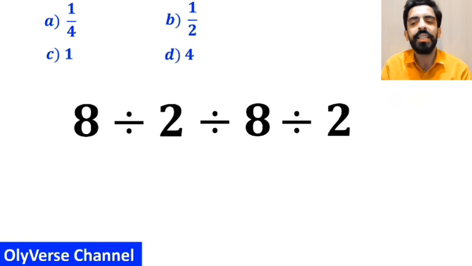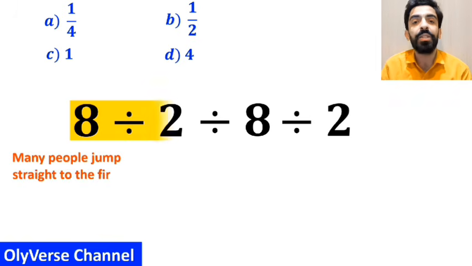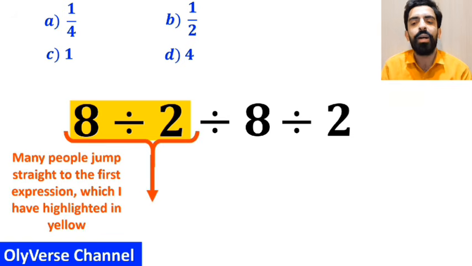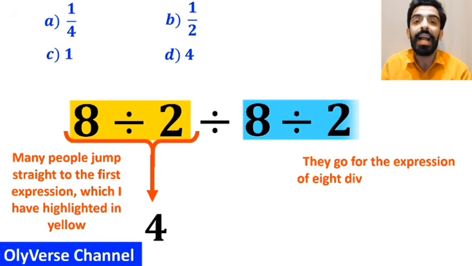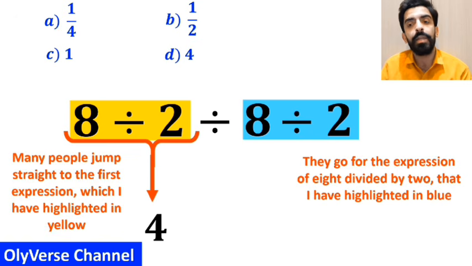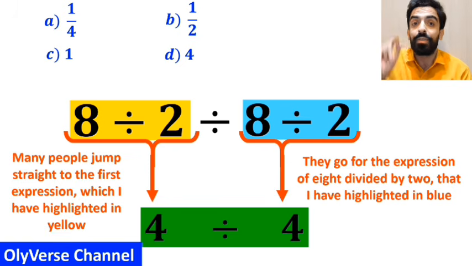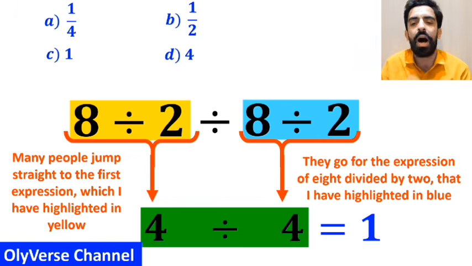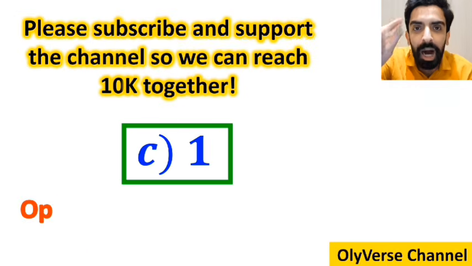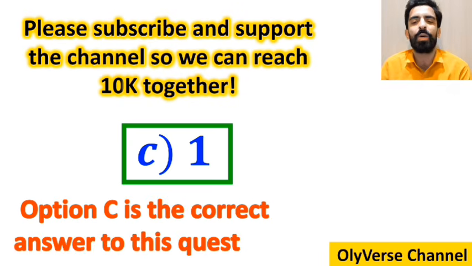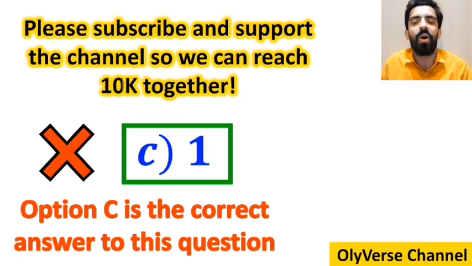At the beginning of solving this question, many people jump straight to the first expression, 8 divided by 2, which I have highlighted in yellow, and replace it with 4. And the next step, they go for the other expression of 8 divided by 2 that I've highlighted in blue and again replace it with 4. Finally, they conclude that 4 divided by 4 is equal to 1. Then, without any hesitation, they quickly say that option C is the correct answer to this question. However, this answer is absolutely wrong.